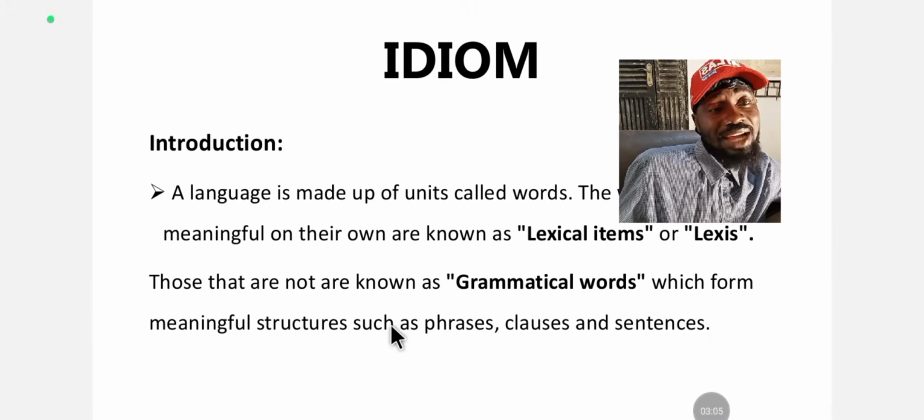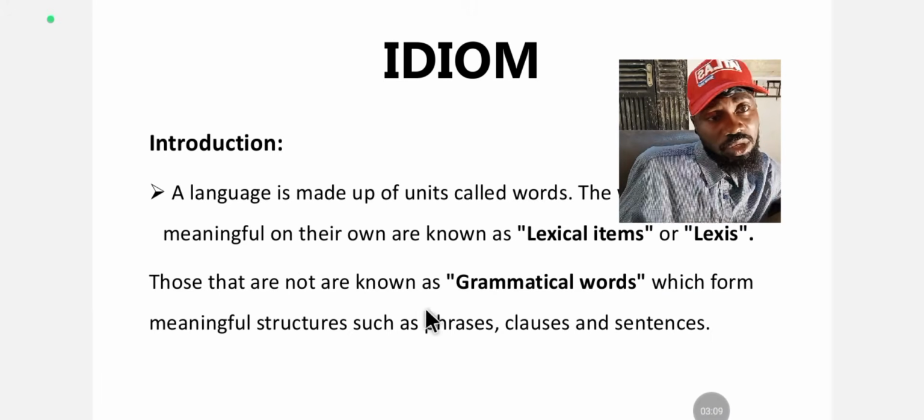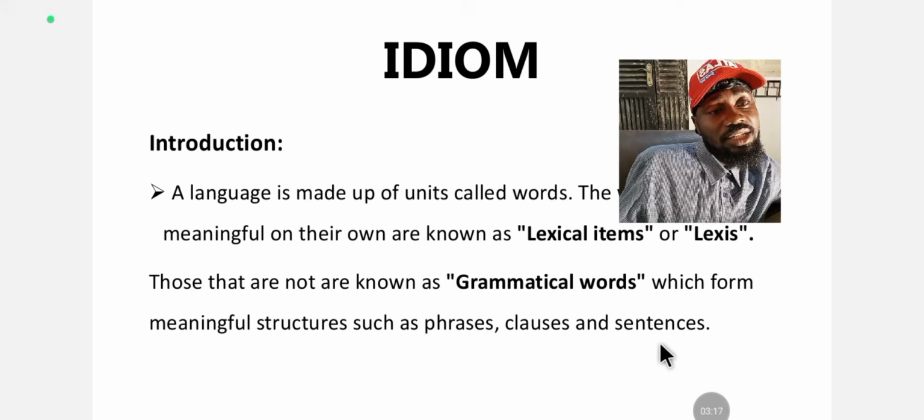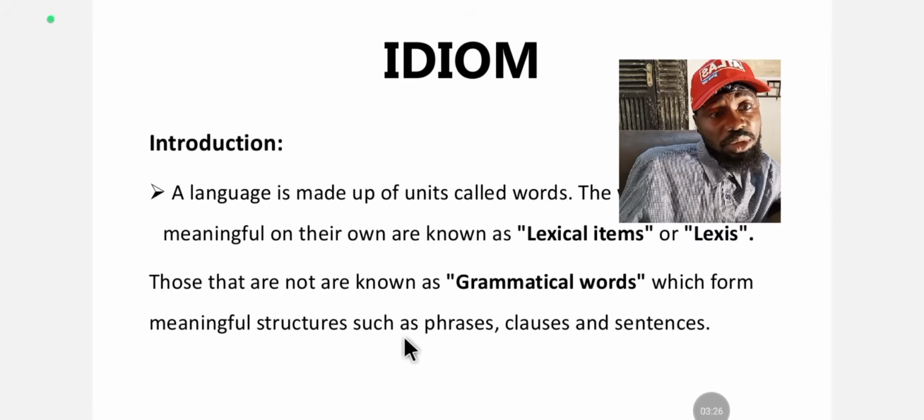However, those words that are not meaningful on their own are known as grammatical words, which form meaningful structures such as phrases, clauses, and sentences. So these grammatical words can't stand alone. They need to be part of a phrase, a clause, or a sentence, and so on and so forth. That's the difference between a lexical item and a grammatical word.